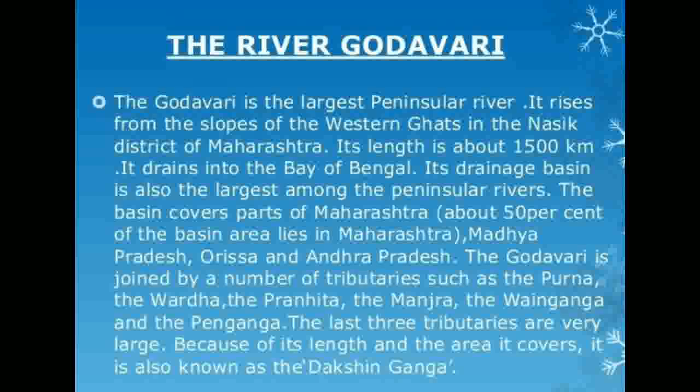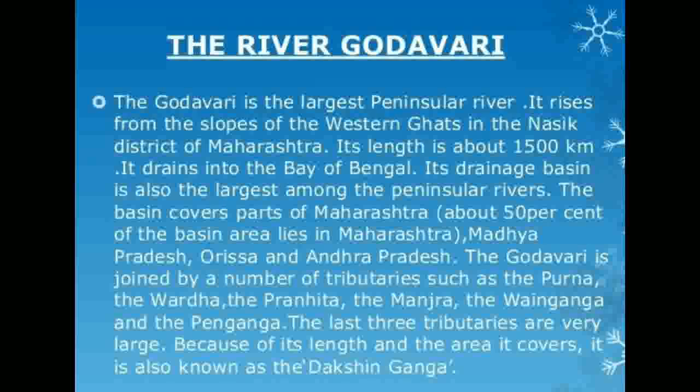The Godavari is, as we have already told you, a pretty long river, and that is the reason numerous tributaries join this Godavari River. The important ones are Purna, Varda, the Pranhita, the Manjra, the Venganga, the Penganga. The last three tributaries, that means Manjra, Venganga and Penganga, are very large as compared to the other tributaries which join this river Godavari.